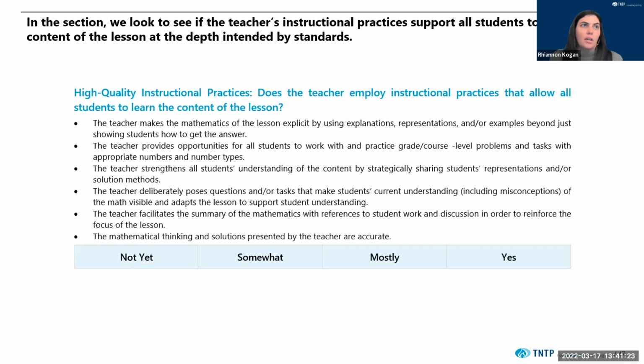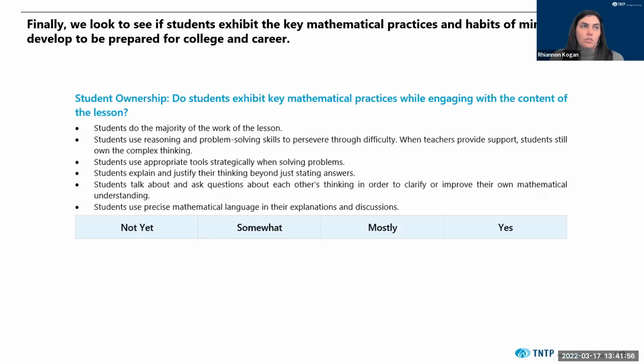For the next section, high quality instructional practices, we were at a somewhat here, which is like most of you. The teacher did make the lesson explicit by using explanations and representations, which is the fence. The teacher did provide students with an opportunity to work with grade level problems, but the teacher did not share a variety of students' representations or solution methods. And the teacher did not seem to check for understanding whole group, but did do some checks for understanding during small group work.